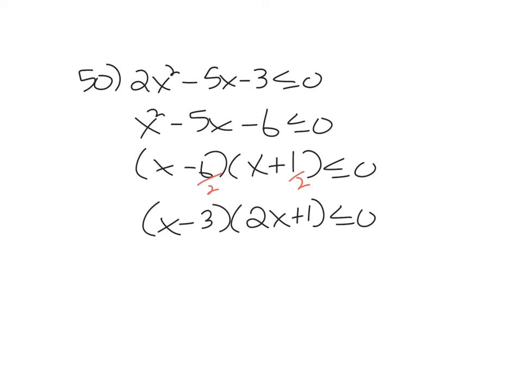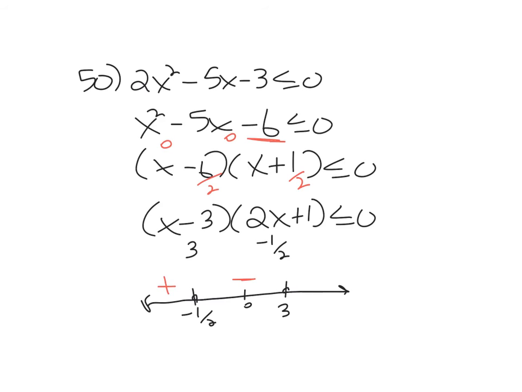So my two zeros are 3 and negative 1/2. That's what's going on my line down here. So I have negative 1/2 and I have 3. All right, same deal. 0 is right here. So I'm going to plug in the 0 back up here. If I do that, all it leaves me with is negative 6. And negative 6 is negative, so that's negative in there. It's plus in there. It's plus out there. I hope you're starting to see a pattern here.